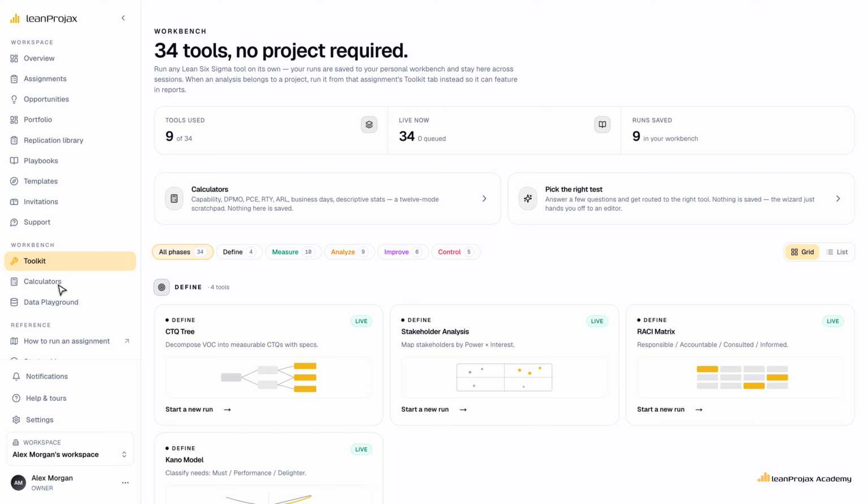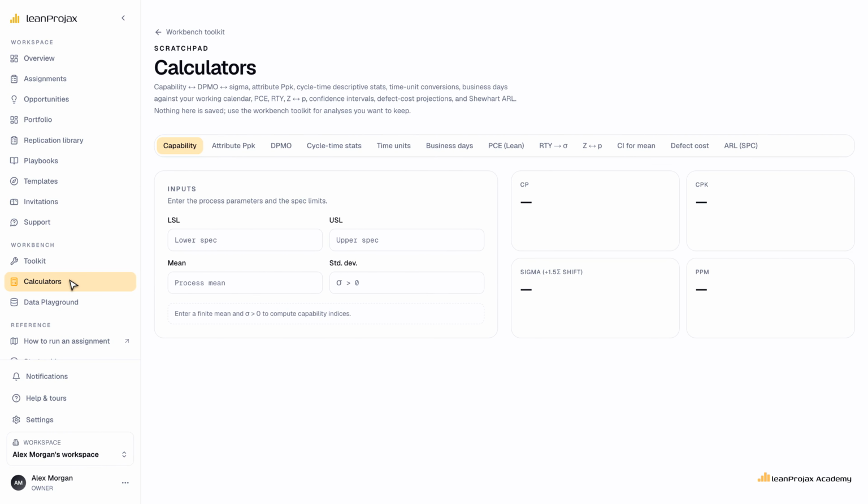Below Toolkit, calculators. And this is a different animal, a scratch pad. Read the warning. Nothing here is saved. Use the Workbench Toolkit for analyses you want to keep. 12 modes across the top. Capability, attribute, PPK, DPMO, cycle time stats, time units, business days against your working calendar, PCE, RTY to Sigma, Z to P, confidence interval for a mean, defect cost, and ARL for control charts.